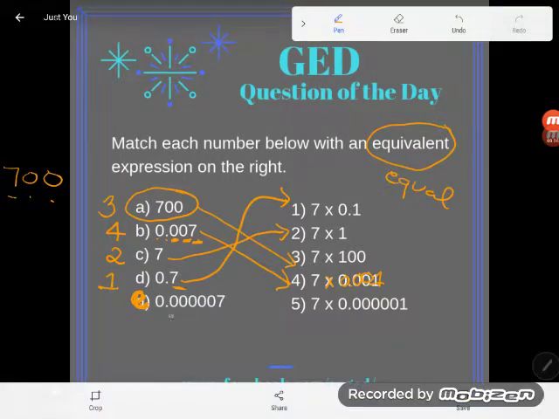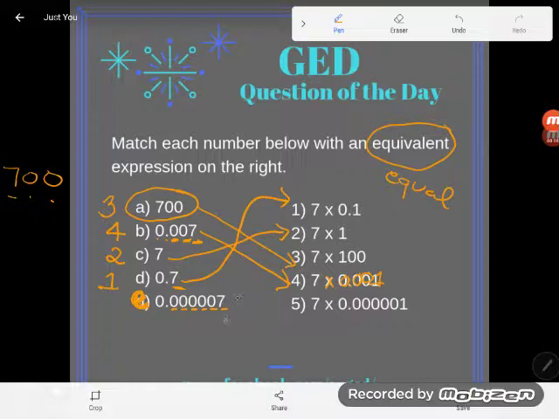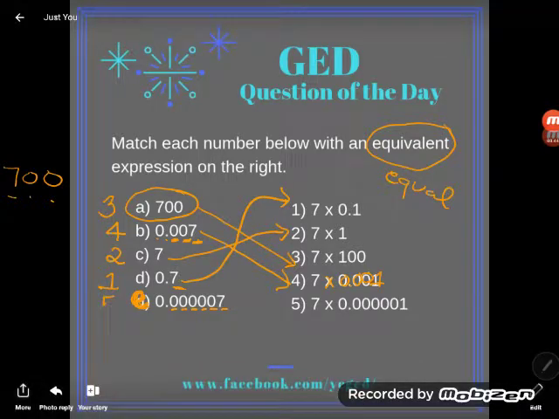And now finally, we have a 7 here way back in the, let's check it out, tenths, hundredths, thousandths, ten-thousandths, hundred-thousandths, millionths place. A 7 in the millionths place means I have 7 things of size 1/1,000,000th. E matches with 5.